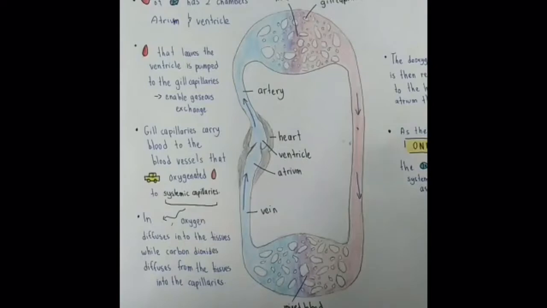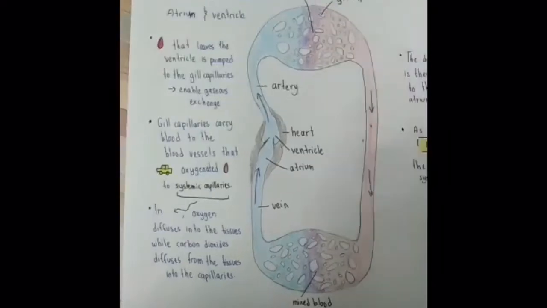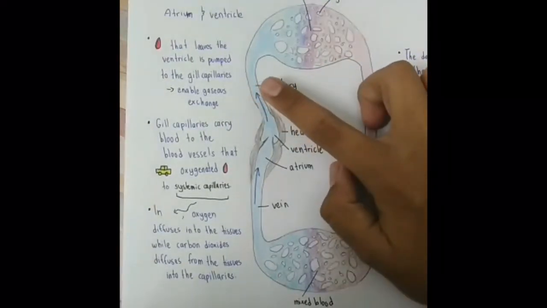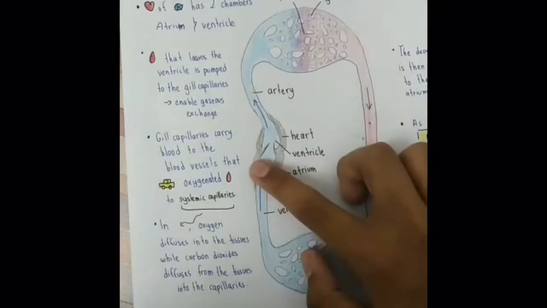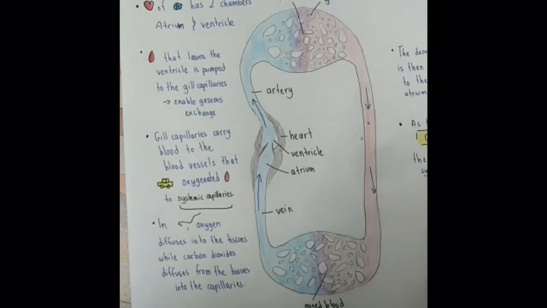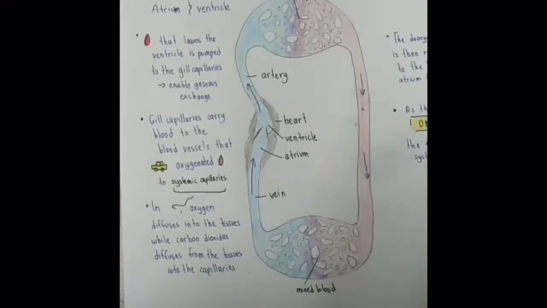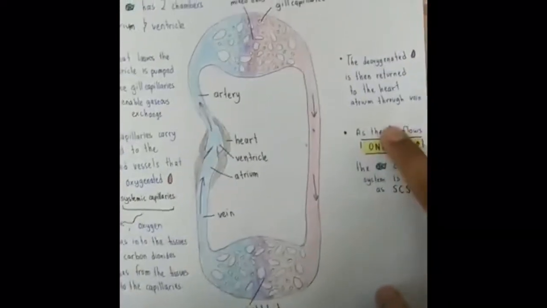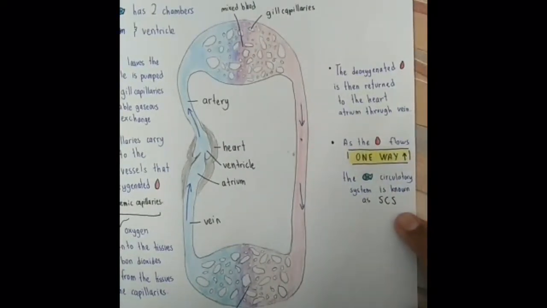Next, fish. The heart of the fish has two chambers, an atrium and a ventricle. Blood that leaves the ventricle is pumped to the gill capillaries to enable gaseous exchange. The gill capillaries carry blood to the blood vessels that transport oxygenated blood to systemic capillaries. In the systemic capillaries, oxygen diffuses into the tissues while carbon dioxide diffuses from the tissue into the capillary. The deoxygenated blood is then returned to the atrium of the heart through the vein. As the blood flows in one direction, the fish circulatory system is known as a single circulatory system.